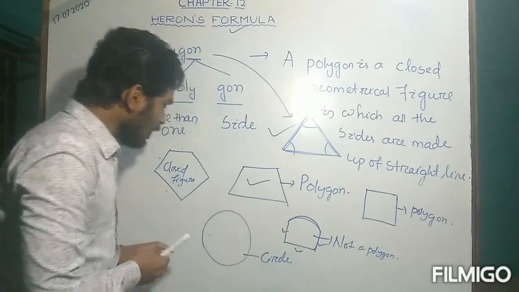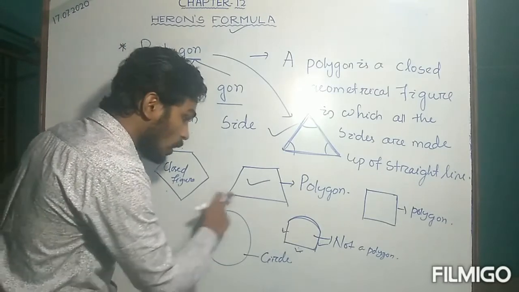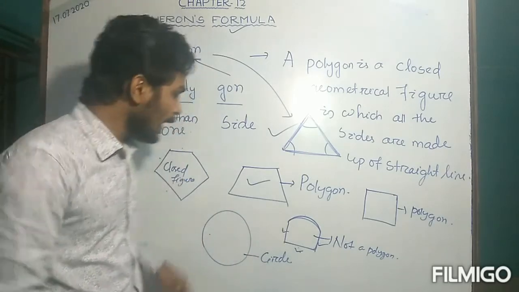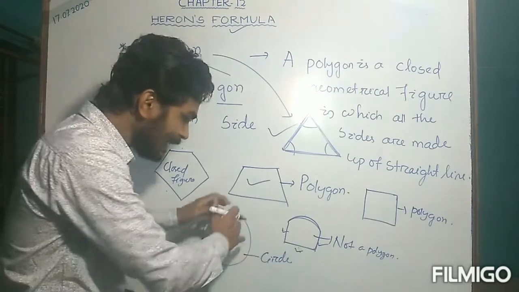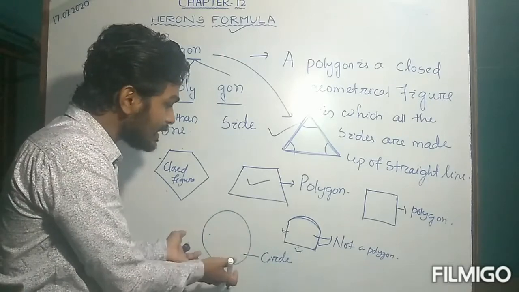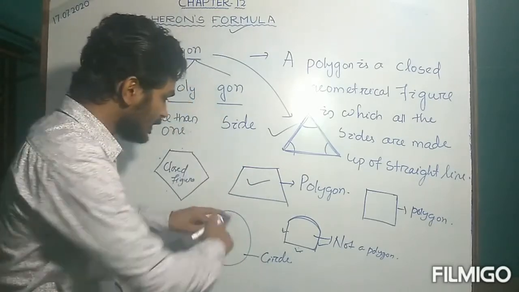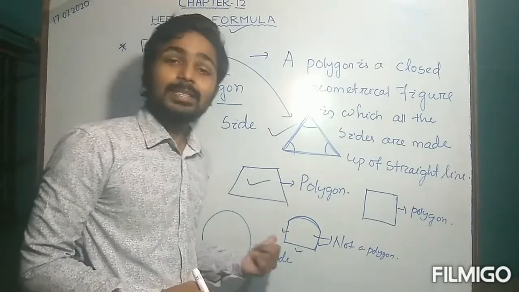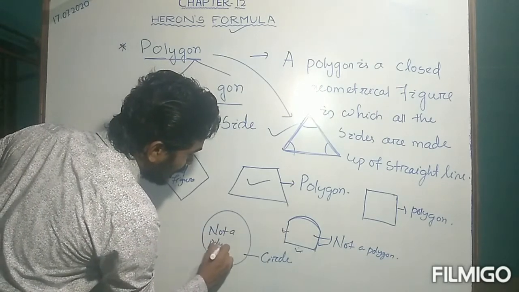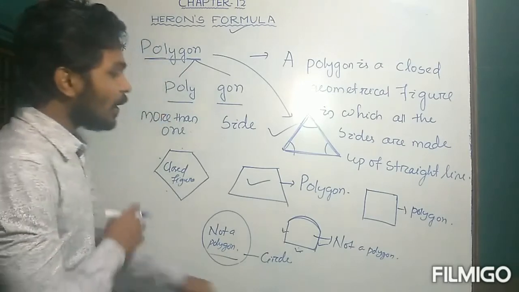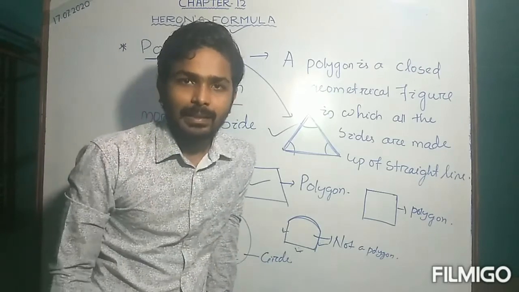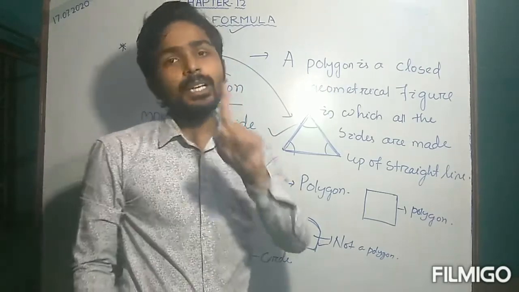Let us find out. You can see, though it is a closed figure, none of its sides is made up of a straight line. Basically, it has no sides, but it is closed by curves, not straight lines. So it is not a polygon. From this it is clear now that a polygon must have sides made up of only straight lines. But they must be closed.